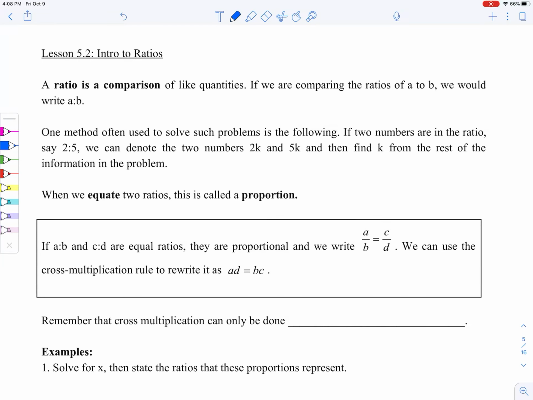Welcome to lesson 5.2, an introduction to ratios. So last one was rates. This lesson is about ratios, and a ratio is a comparison of like quantities.